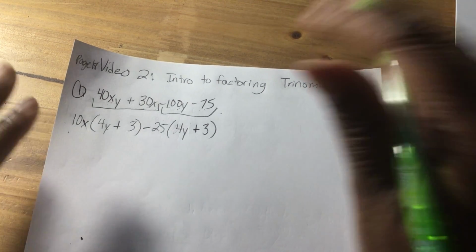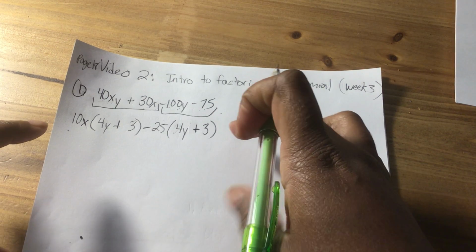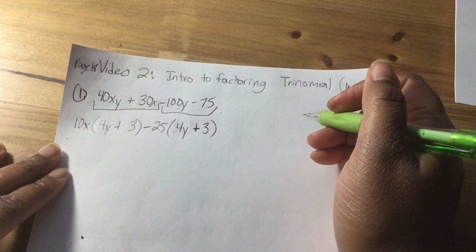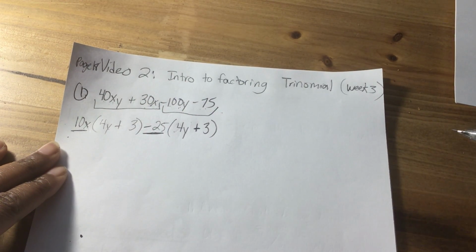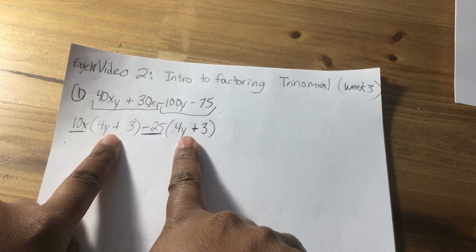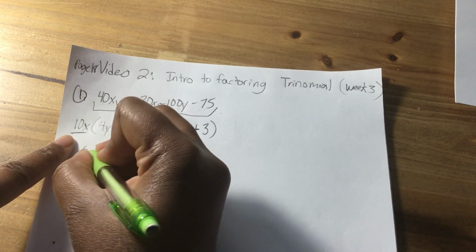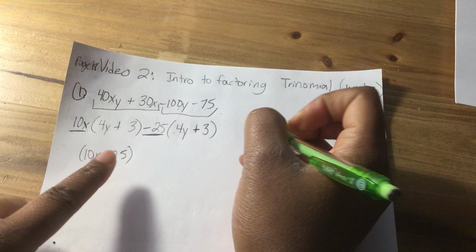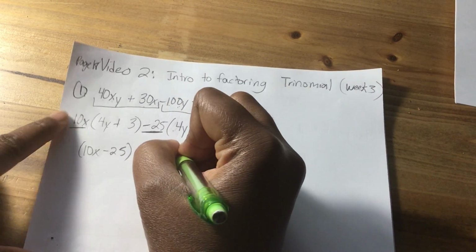Last step, we're going to simplify this so that it's written as factors. So when we simplify this, we notice that 10x and negative 25 are both being multiplied by the same binomial. So when this happens, you can put these two in a parentheses together, 10x minus 25, and you can multiply it by the same binomial.